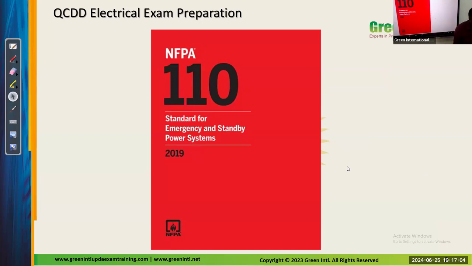In the entire building, we need a generator. For the emergency light, we need a battery backup, so that we go for our central battery systems, and we need to refer to 111. More or less, almost all the chapters and all the information are similar. If you are strong in 110, you will be able to answer the questions for 111 also.